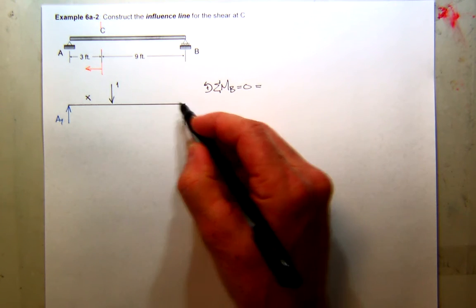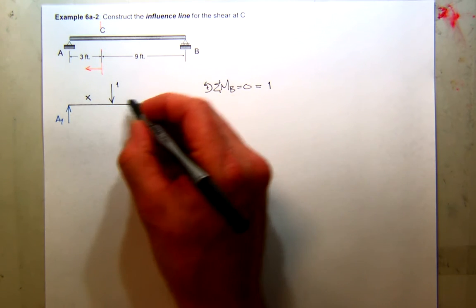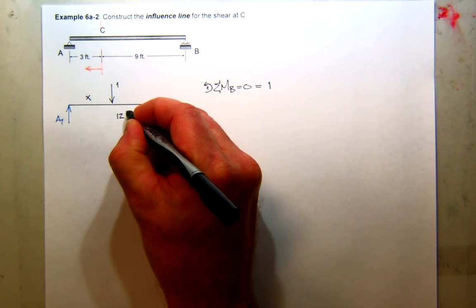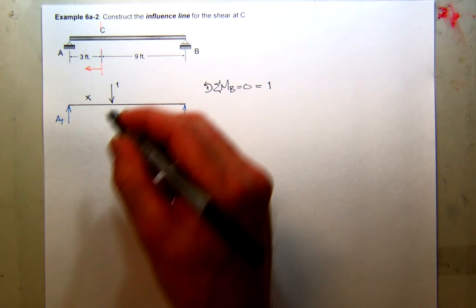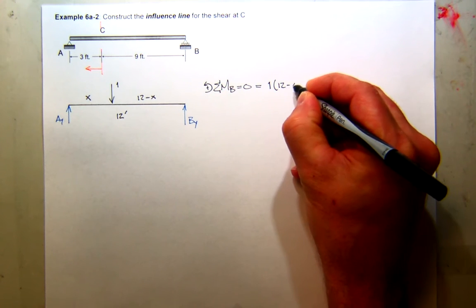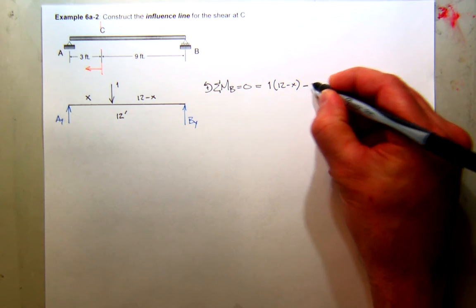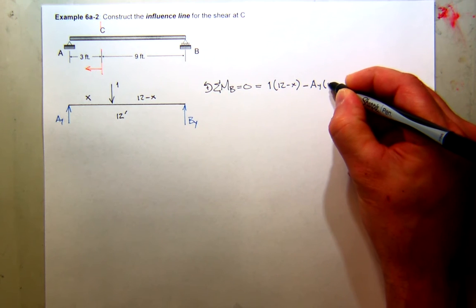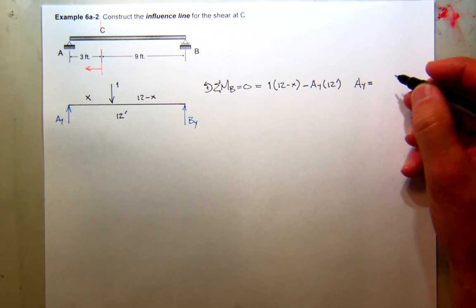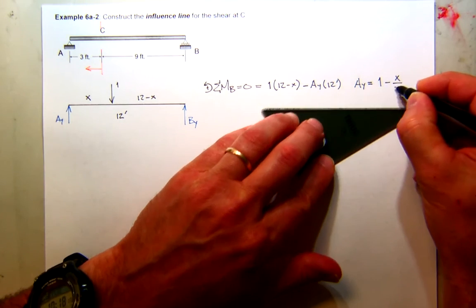And when I do that about B, this one is going to create positive moment. And what's the distance between here and B? Well, the total length of the structure is 12, so it'd be 12 minus x. And then I have AY, which is creating negative moment. And what's its moment arm? 12. So therefore, if I solve for AY, I get (1 minus x) over 12.